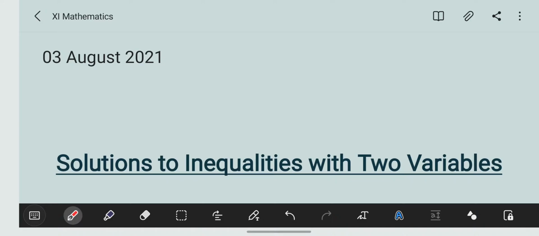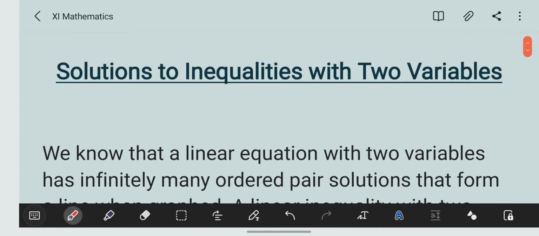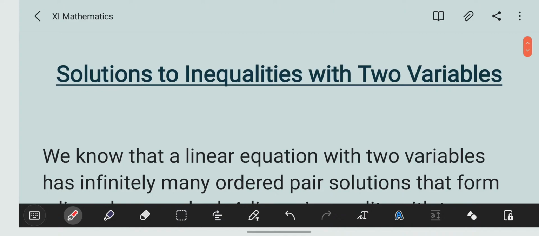All right. So far we have found the solutions of inequalities with one variable, along with the representation of the solutions on a real number line. So today we'll see the solutions to inequalities with two variables. So let's start the topic.